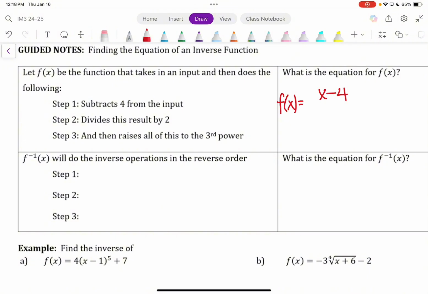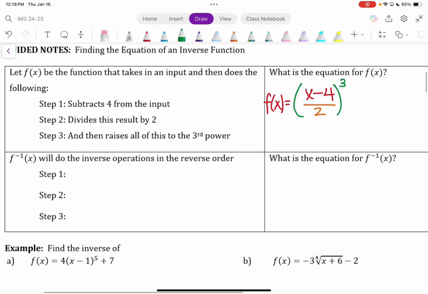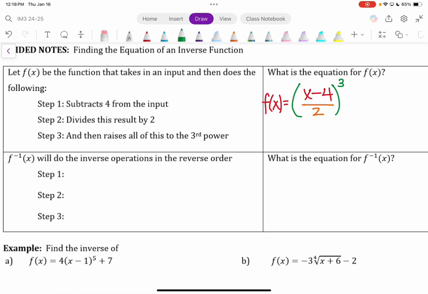Step 2 is to divide this by 2. So that's x minus 4 over 2. And then the last step is to raise all of this to the third power. So f of x we can write as this expression that is written right here. f of x equals x minus 4 over 2 to the third power. Okay? All right. I don't want to go too fast, so if I'm going too fast, please slow me down.